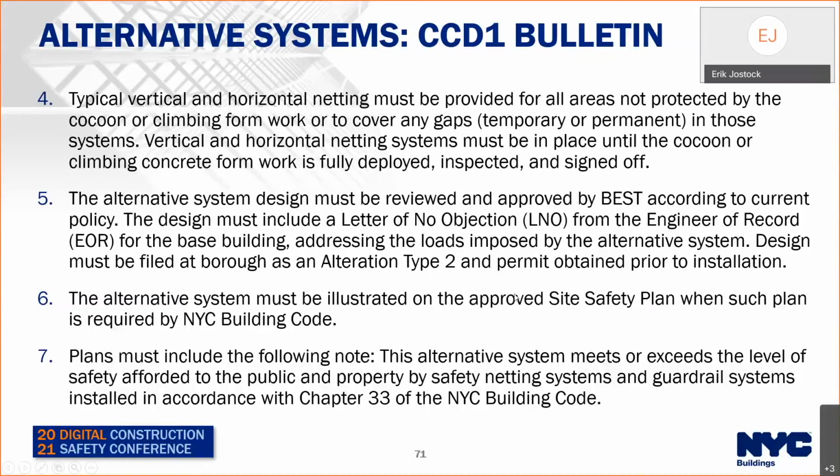The system has to be indicated on the site safety plan and has to provide this note that it meets or exceeds the level of safety afforded to the public and property by safety netting systems and guardrail systems in accordance with the building code.